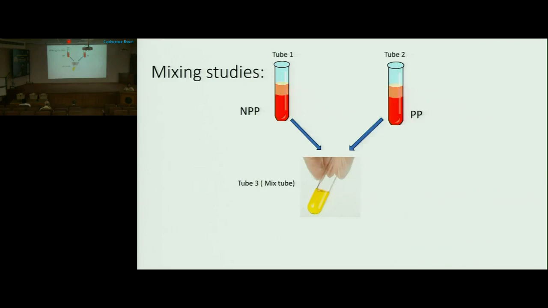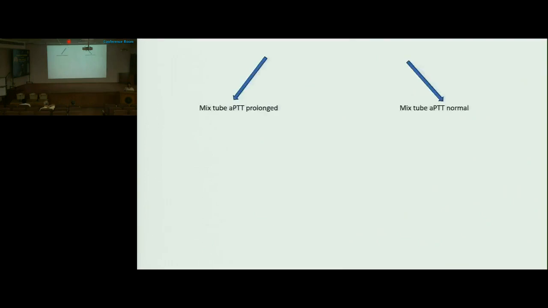So we want to know whether there is inhibitor or deficiency, right? Now we mix these two things and then measure the APTT. So we perform APTT of all the 3 tubes. If the APTT of the mixed tube, that is tube 3, is prolonged, it means the factor 8 present in the normal pool plasma is not able to compensate the deficiency of the patient plasma. So there is a presence of factor deficiency.